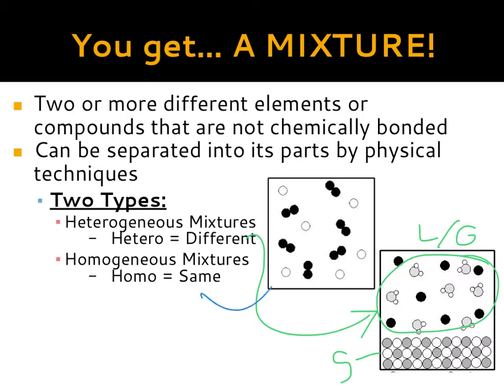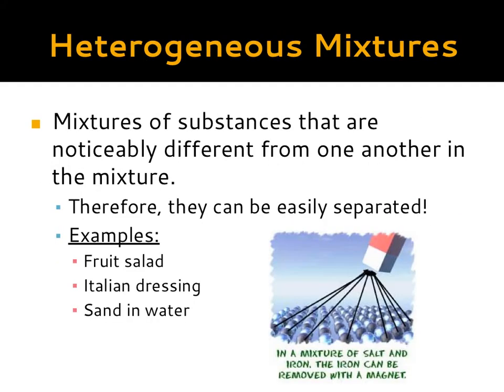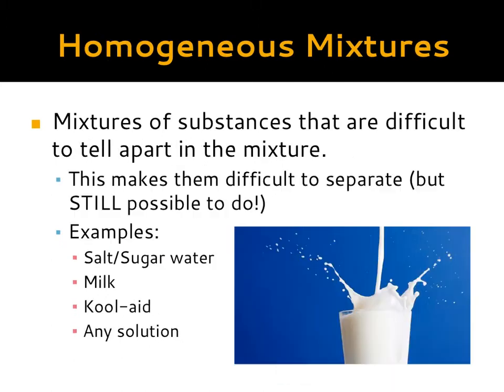In this one, it's all kind of thrown together. Sure, this is substance X, maybe that's substance Y, whatever, but there are different substances in there, but they are all kind of mixed together evenly. So if I were to zoom out and look at this, I wouldn't be able to tell the parts apart. Again, heterogeneous mixtures are easily separated because you can easily see the parts from them. A couple examples: things like fruit salad, Italian dressing, sand and water, oil and water. Those are all good examples of heterogeneous mixtures because you can see the components separate.